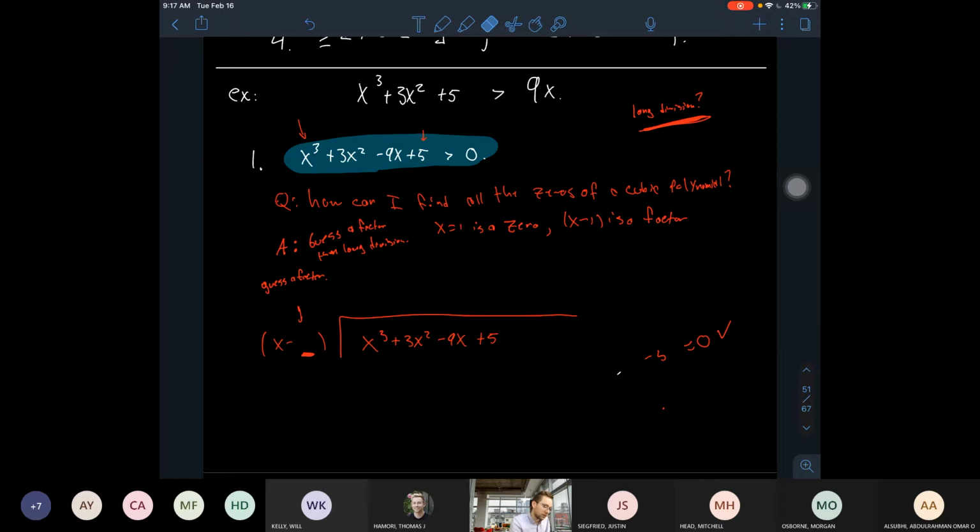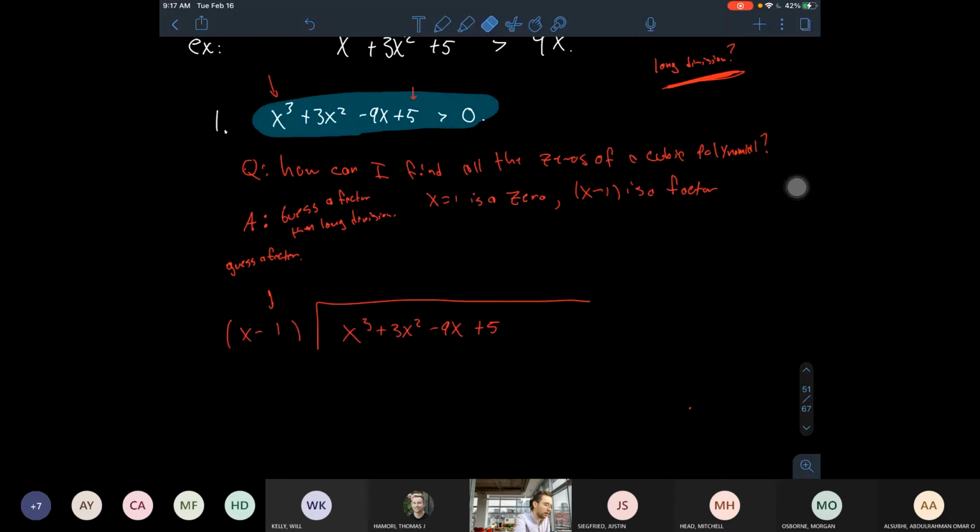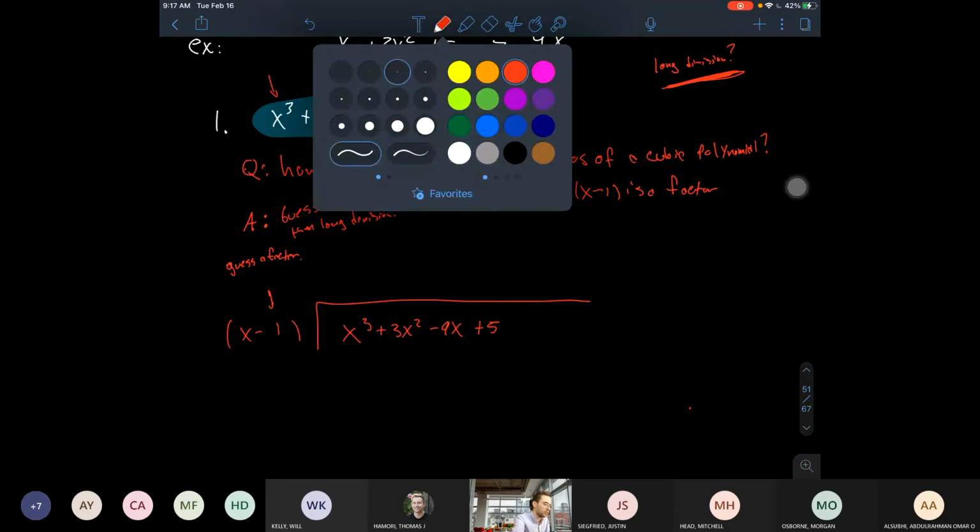Okay. So we guessed a factor, and that's great because we only really need to guess 1, because after we do this long division, we're going to wind up with a quadratic. So I'm going to do x minus 1 here, and I'm going to do long division on this. So great, our old friend is back. We get to do some long division.